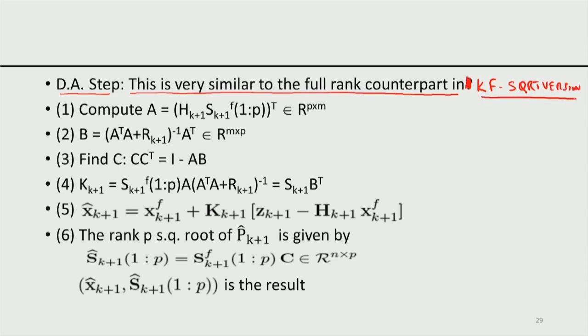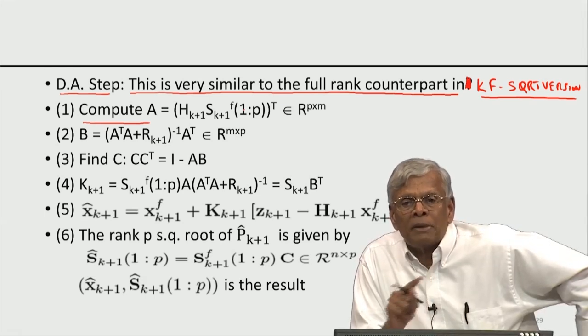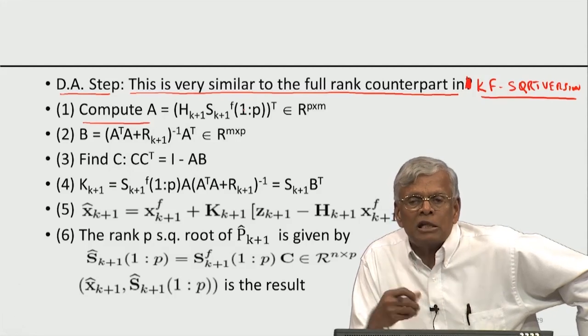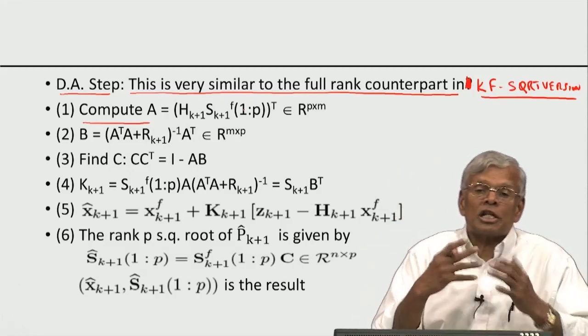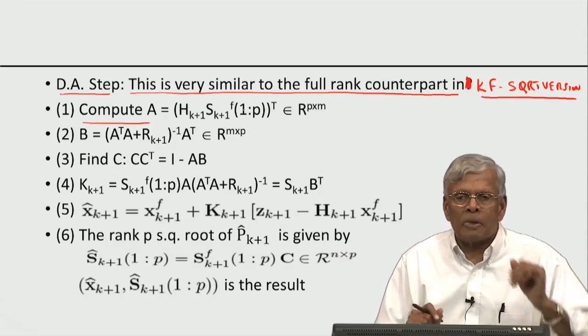So I'm going to summarize the algorithm. Compute A. H is known, S_{k+1} is known, that is a rank p square root. Now if you make p equal to n, I get the complete full rank filter. If you pick p to be anything between 1 and n, I get the reduced rank filter. So this algorithm is so beautiful: by varying the value of p, you get quite a variety of approximations. This algorithm gives you not one approximation but a family of approximations, parameterized by the value of p, and p lies in the interval 1 to n. Depending on how much money you can afford to spend, depending on how much accuracy you want, depending on the behavior of the eigenvalues, you can create a wide family of approximations.